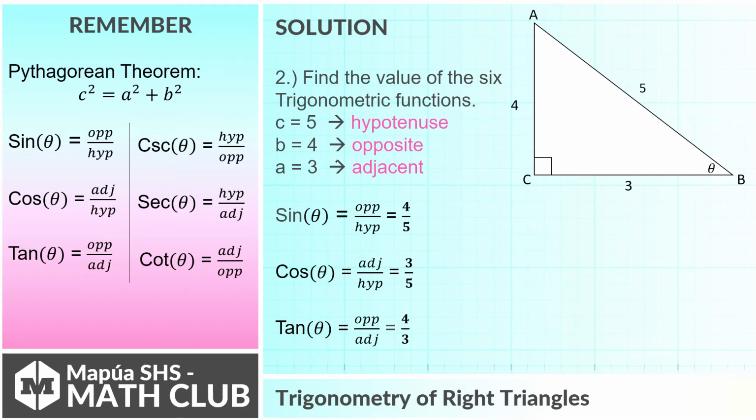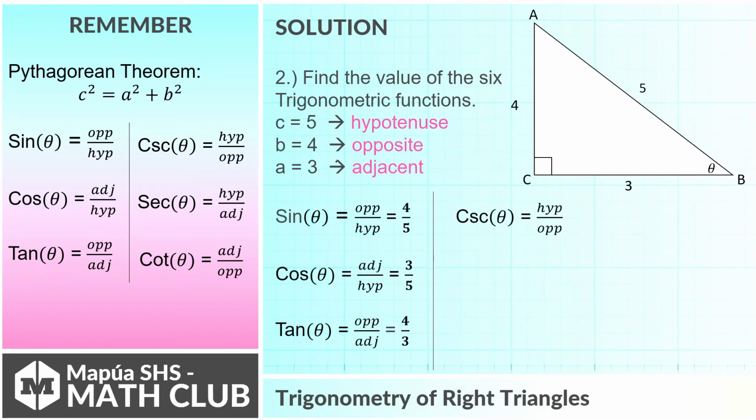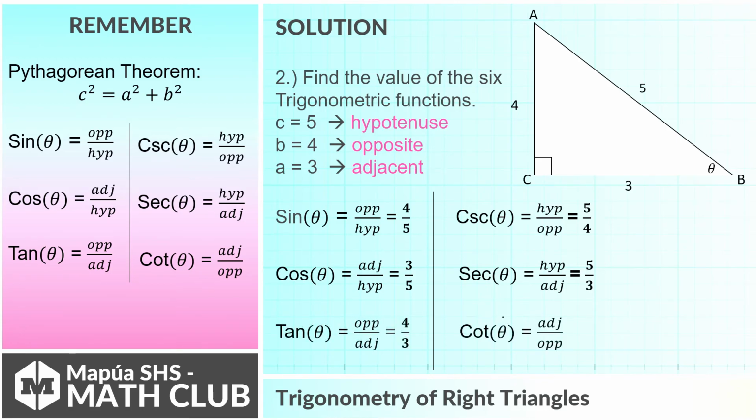The following 3 trigonometric functions are just the reciprocal of SOHCAHTOA, which means cosecant theta is the reciprocal of sine, so this is 5 over 4. Secant is the reciprocal of cosine, so this will be 5 over 3. And lastly, cotangent is the reciprocal of tangent, so the answer should be 3 over 4. So these are the 6 trigonometric functions.